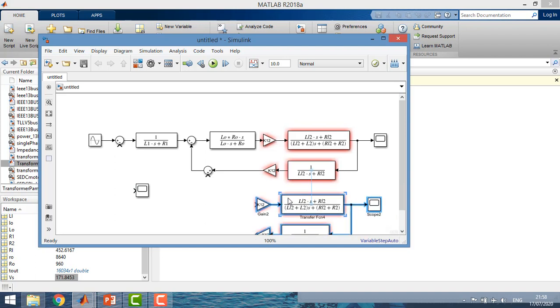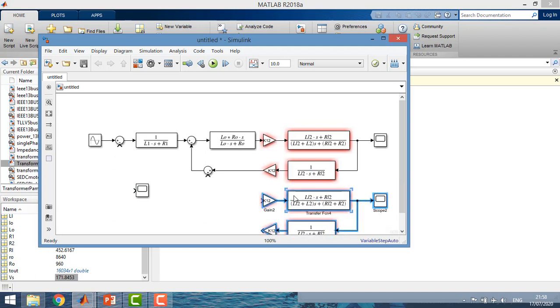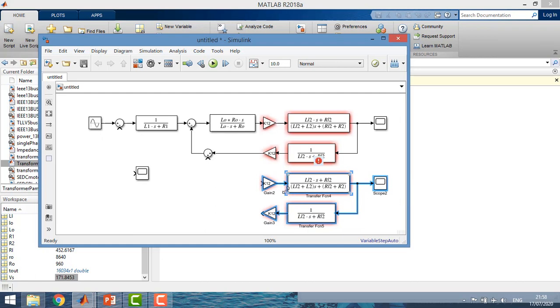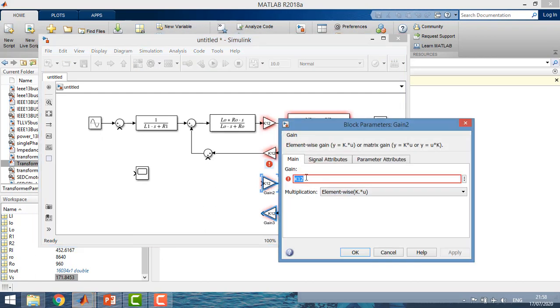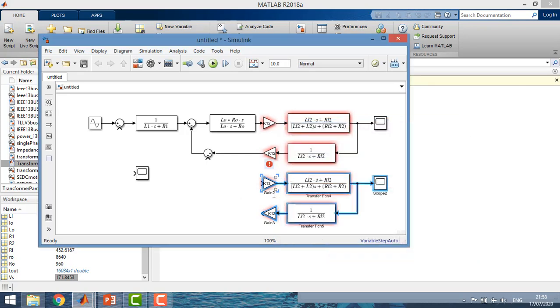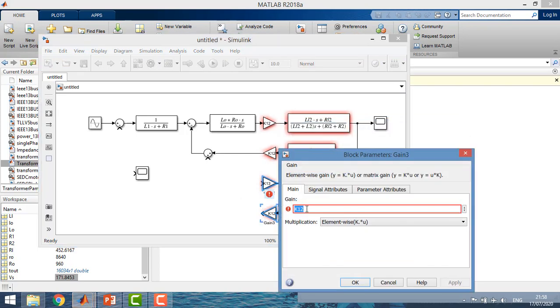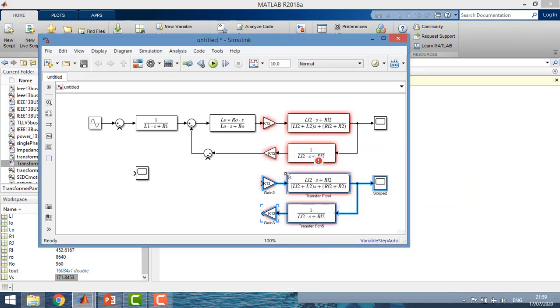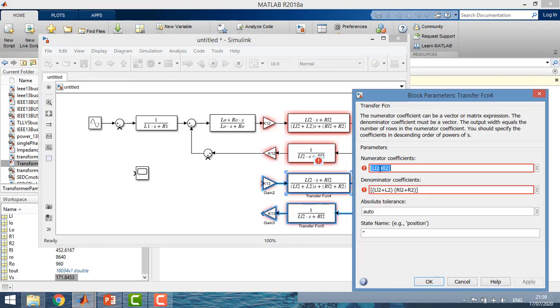Brilliant. Let's try to duplicate those blocks with a small change to represent tertiary windings instead of the secondary windings.